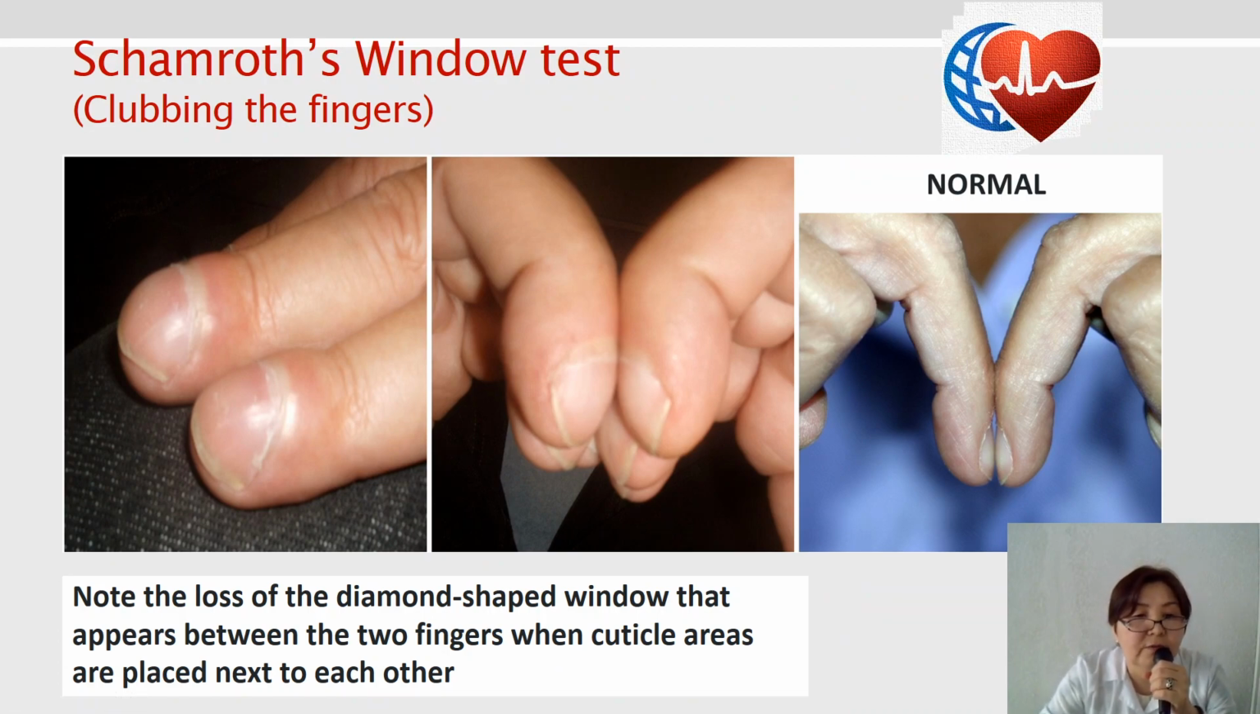Note the loss of the diamond-shaped window that appears between the two fingers when cuticle areas are placed next to each other. This is the normal. You see the narrow gap, it's rhomb shaped or diamond shaped, and here you don't see any gap, and these are clubbing.